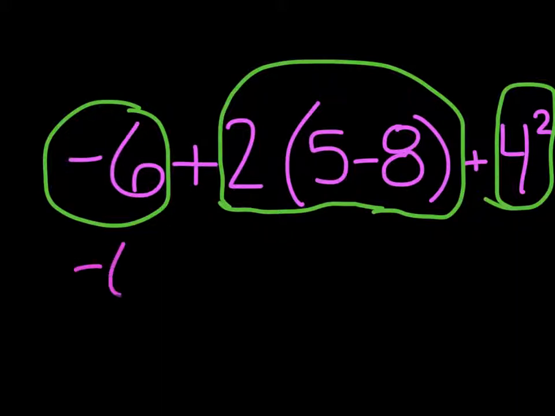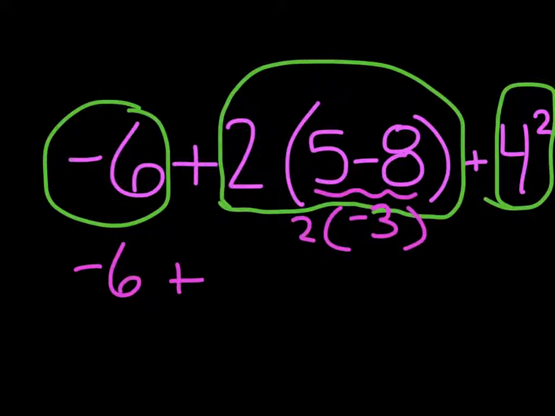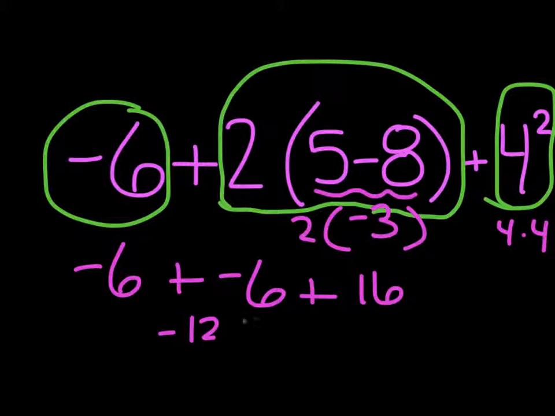the negative 6, there's nothing really for me to do there. However, in here, I need to do 5 minus 8. And 5 minus 8 is negative 3. And then I still have 2 times negative 3, which is negative 6, plus 4 squared, remember, means 4 times 4, which is 16. Negative 6 plus negative 6 is negative 12, plus 16 is a positive 4.